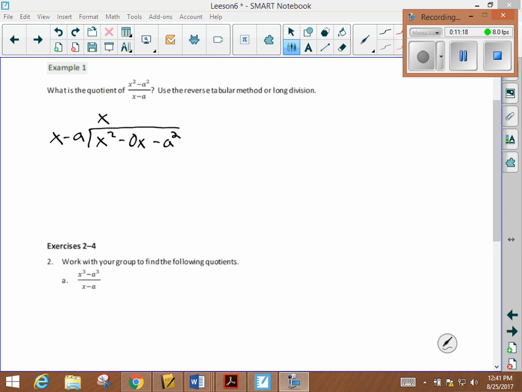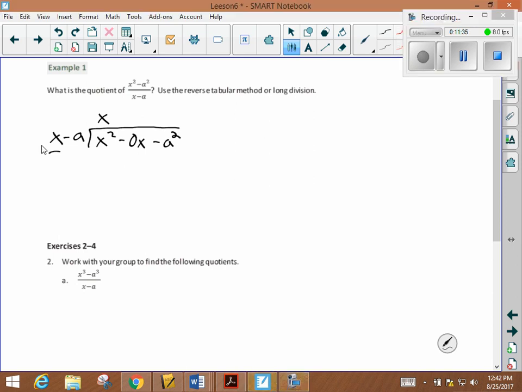All right, so we'll set it up like this, right? And x will wind up being our first term when we divide, right? I'm thinking to myself, what do I need to multiply times x to get x squared? And then I'm going to multiply that back out. x times x is x squared, and then x times negative a is going to be negative ax. I'm going to change the signs and add. Those are going to cancel, and I'm going to wind up with a positive ax here, and I'm going to drop down my a squared.